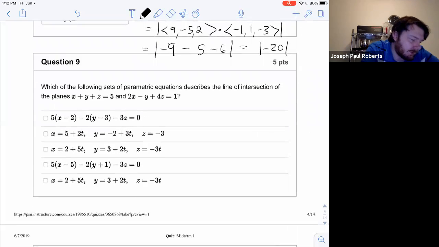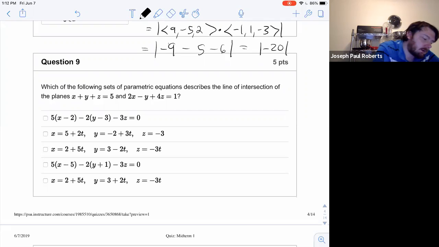Which of the following sets describes the line of intersection of these planes? With something like this, being multiple choice, there's not much excuse for getting it wrong. I'll solve it as if it were not multiple choice, but then I'll show you that you could clearly check your answer and be very confident whether or not you got it right.